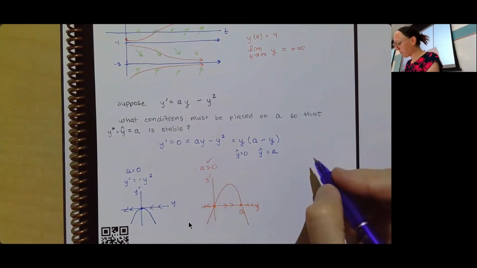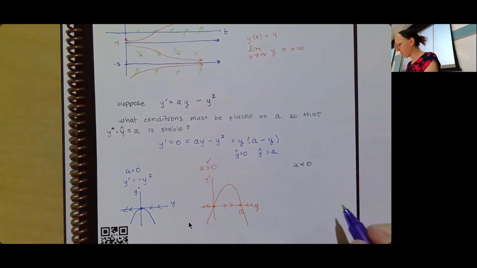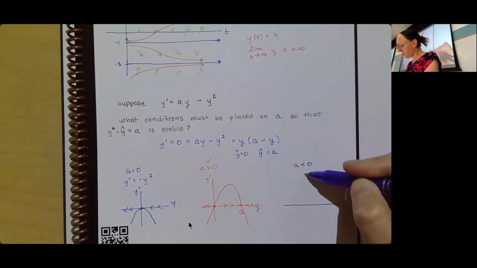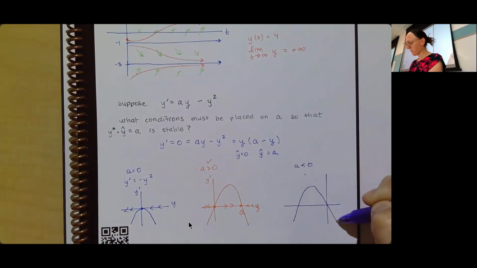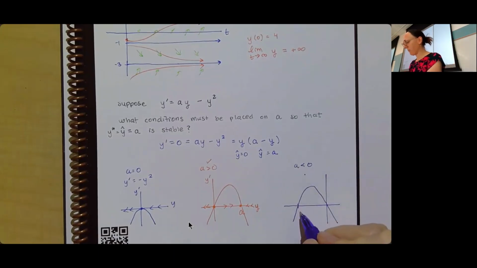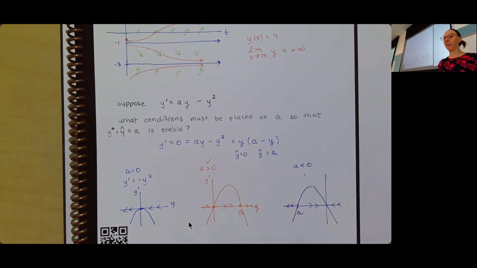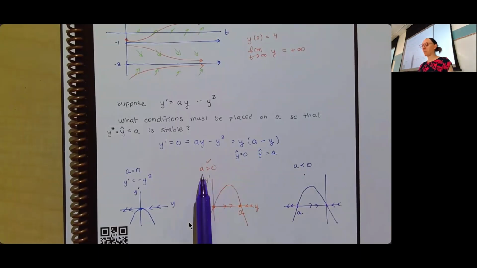And now let's check what happens if A is less than 0. So if A is less than 0, I'm going left, I'm going right, I'm going left, which means this is not a stable equilibrium. So the condition that has to be placed is that we need A to be greater than 0 in order to make this stable.